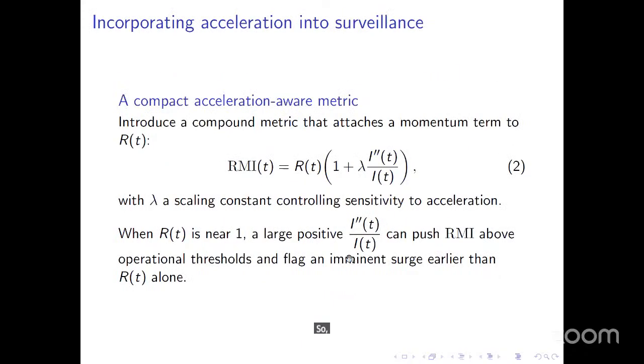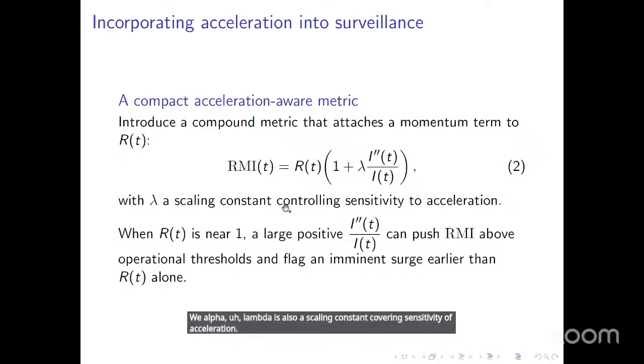So what we have now is what we call the RMI, which is to translate this theory into a practical surveillance tool. It was proposed augmenting the effective reproductive number with a momentum term. One proposed form is the reproduction momentum index, which is this one, where lambda is a scaling constant controlling sensitivity to acceleration.